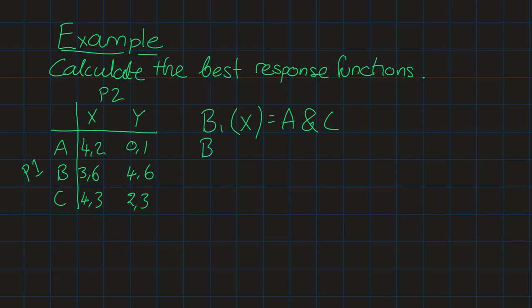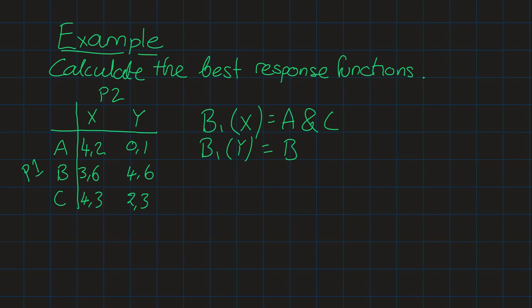Let's move on. The best response for player 1 if player 2 chooses Y. If player 2 chooses Y, we restrict to this column here. Player 1 has a choice between getting 0, 4 or 2. Well, this is straightforward. 4 is the highest, so that would be the answer. So B is the answer.